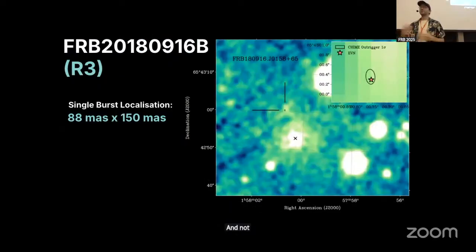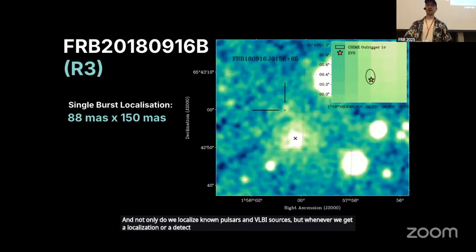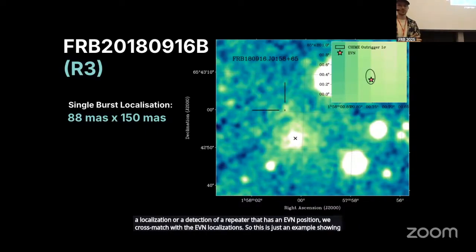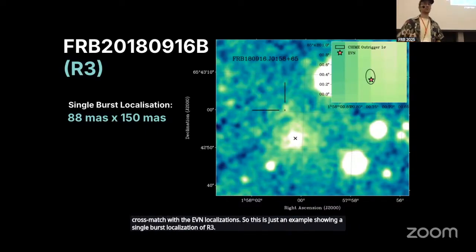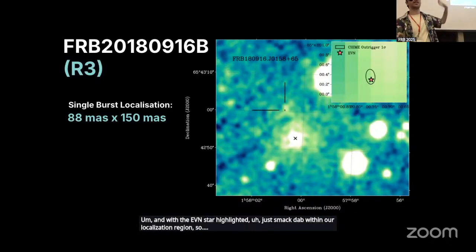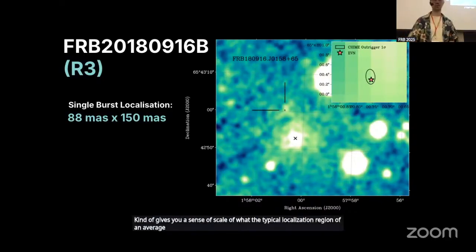And not only do we localize known pulsars and VLBI sources, but whenever we get a localization or detection of a repeater that has an EVN position, we cross-match with the EVN localizations. This is an example showing a single burst localization of R3, with the EVN star highlighted smack dab within our localization region. It gives you a sense of scale of what the typical localization region of an average FRB looks like at the present time.